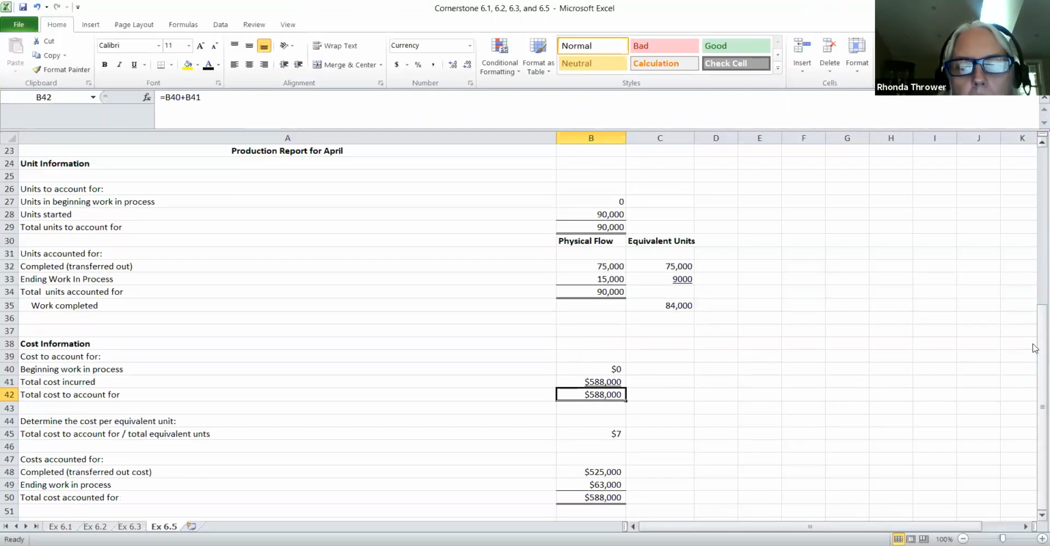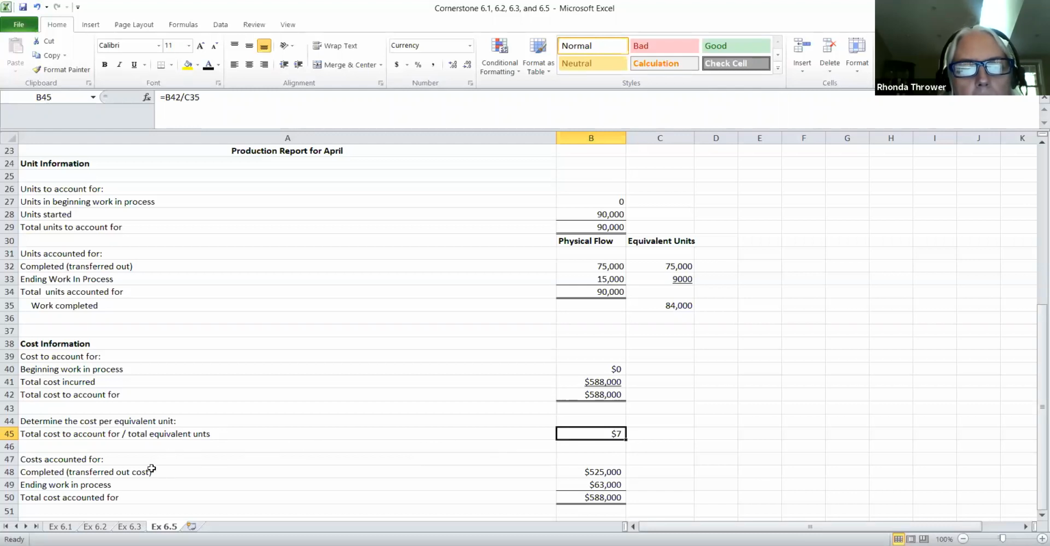The next step in this cost of production report is to determine the cost per equivalent unit. And to do that, we'll put it in this formula here. The total cost to account for that we found right here, 588,000, is going to be divided by the total equivalent units. The total equivalent units is what we found here at 84,000. So if I divide 84,000 into 588,000, it gives me a cost per equivalent unit of $7.